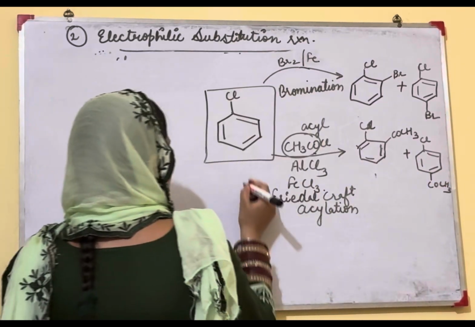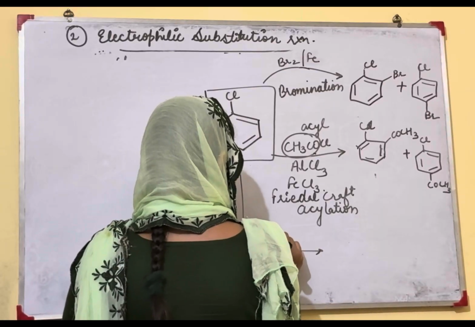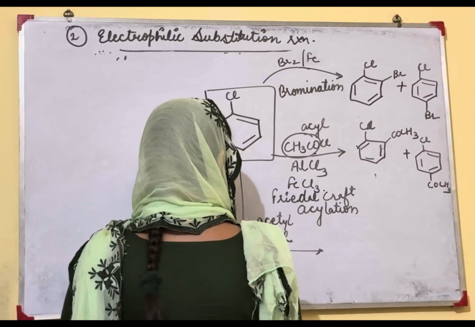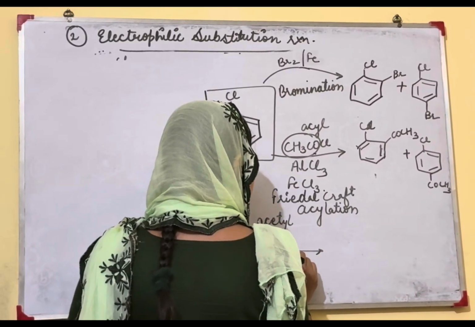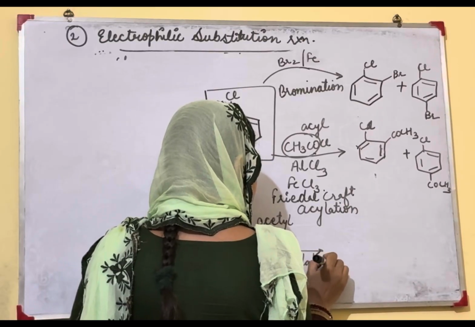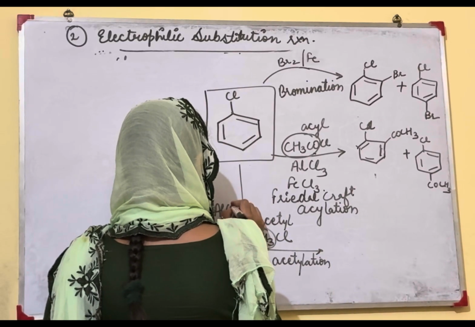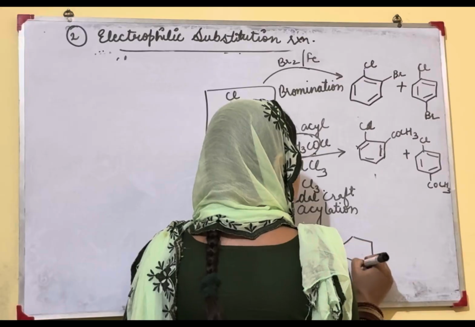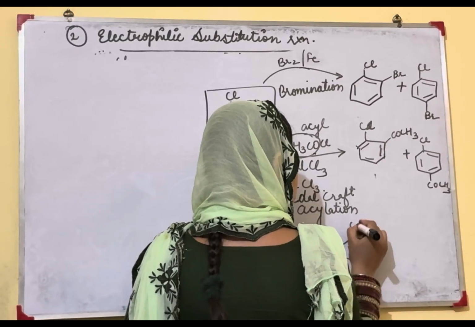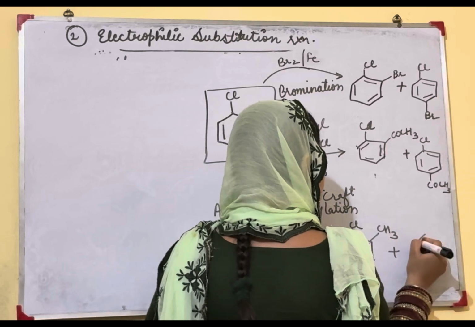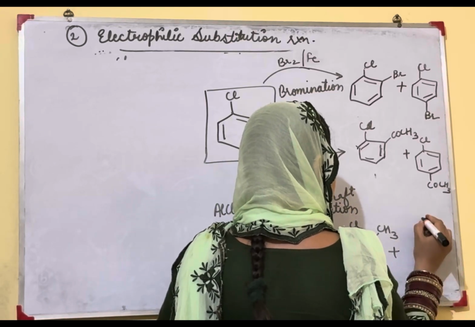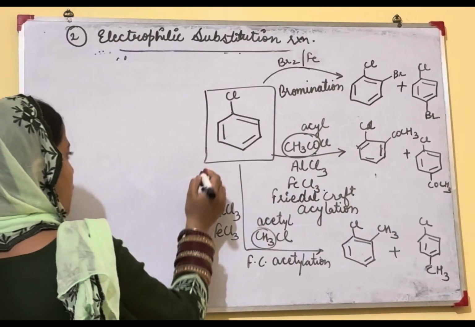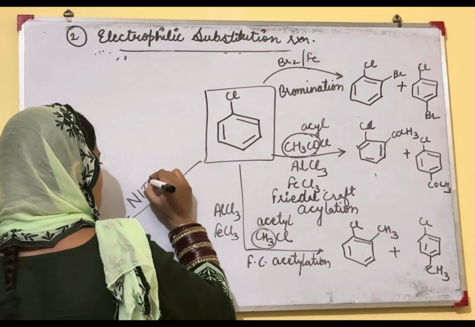COCH3. Now the next one is CH3Cl. As it is an acetyl group, it is called Friedel-Crafts acetylation. It also occurs in the presence of AlCl3 or FeCl3, and we get the product. Similarly, ortho and para products. Ortho product is this, and para product is this.